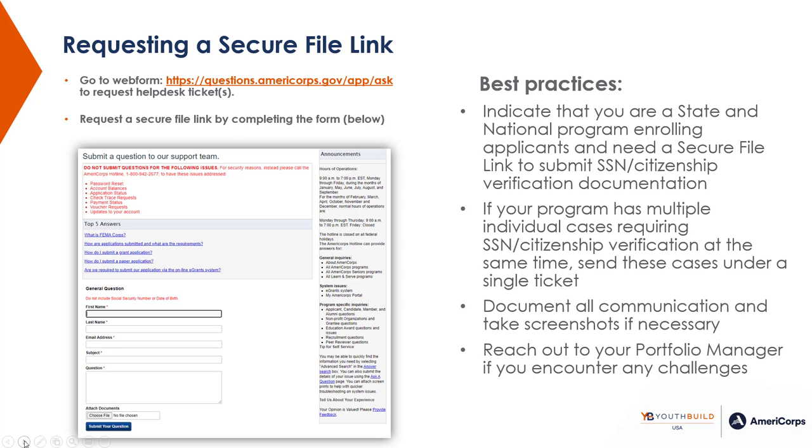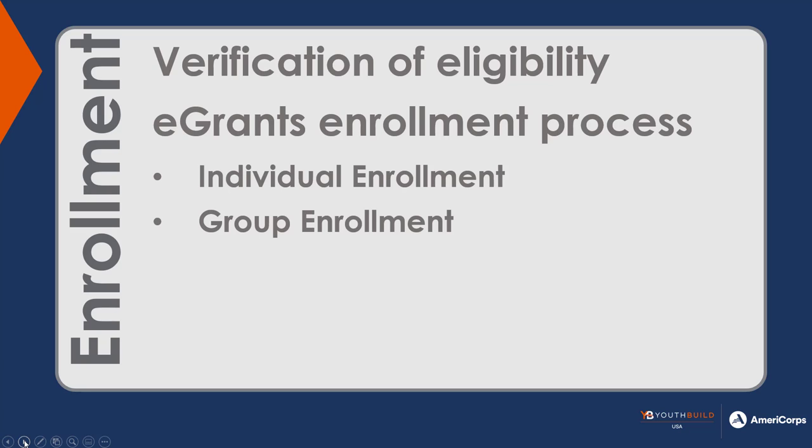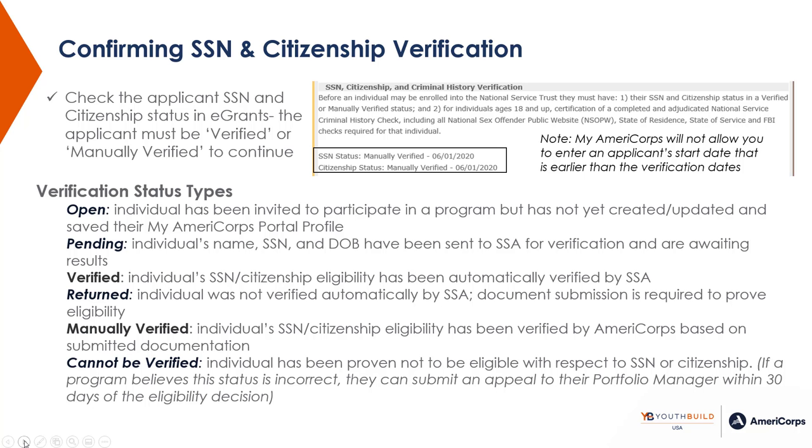All right, so we've gone through those steps of identifying the individual and selecting them. Now we need to do a little bit of verification of eligibility and completing the process. So we're going to confirm that the social security number and citizenship verification are correct. This will show up when you look at that individual's records in eGrants, and you want to make sure you have either the verified or the manually verified status.